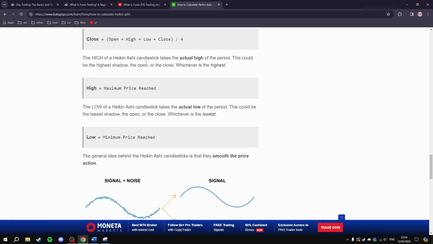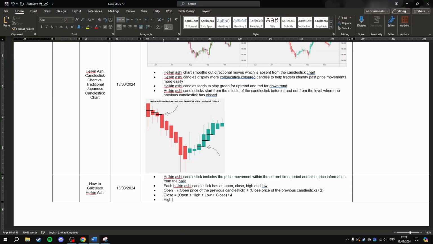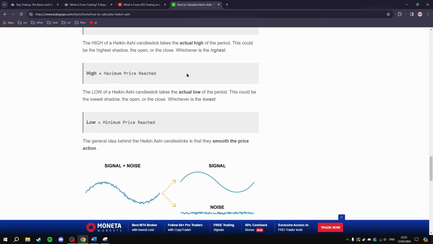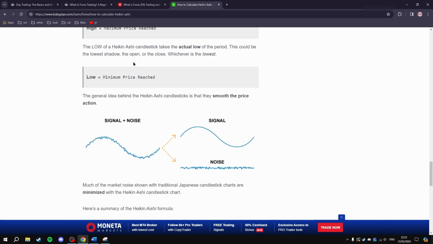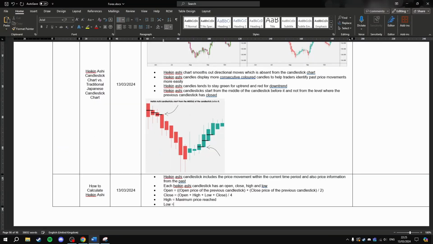The high of a Heikin Ashi candlestick takes the actual high of the period. This could be the highest shadow, the open or the close, whichever is the highest. So high is equal to maximum price reached. The low of a Heikin Ashi candlestick takes the actual low of the period. This could be the lowest shadow, the open or the close, whichever is the lowest. So low is equal to lowest price reached.